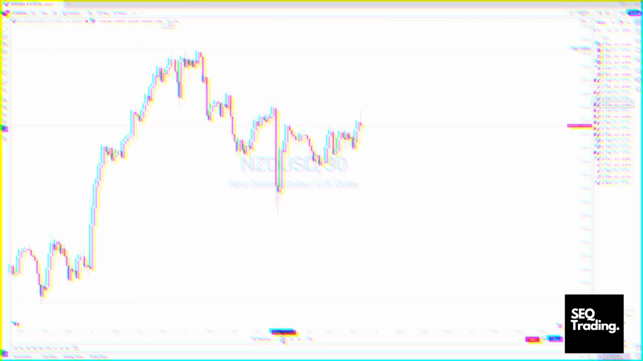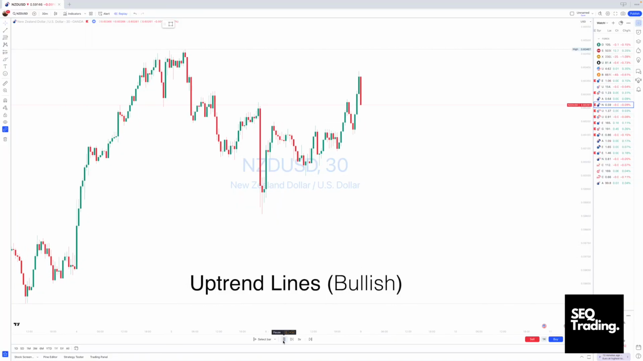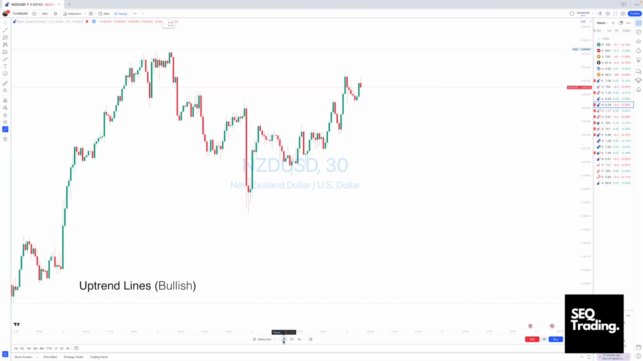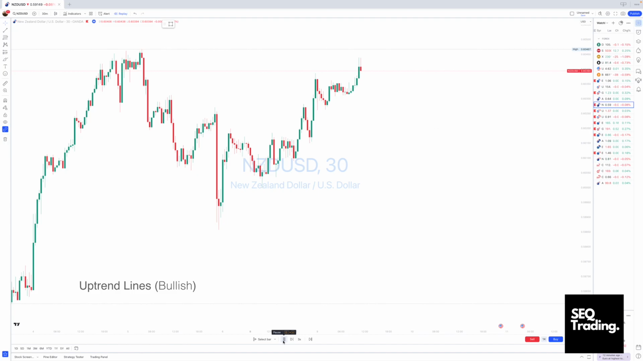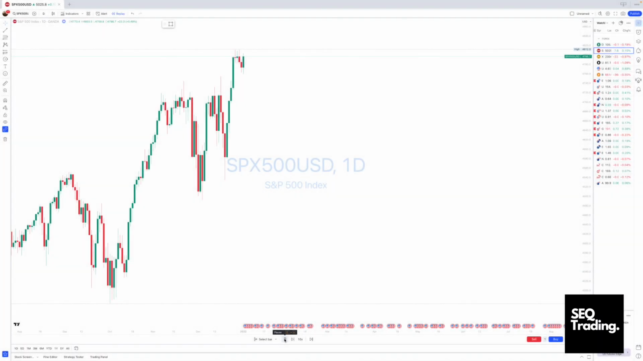Uptrend lines. These lines are established by linking consecutive higher lows within an ascending market trend, signaling an overall upward price movement over time. Downtrend lines.